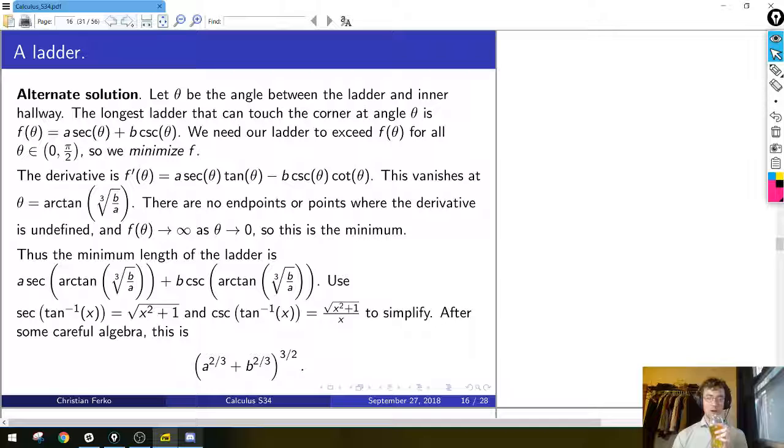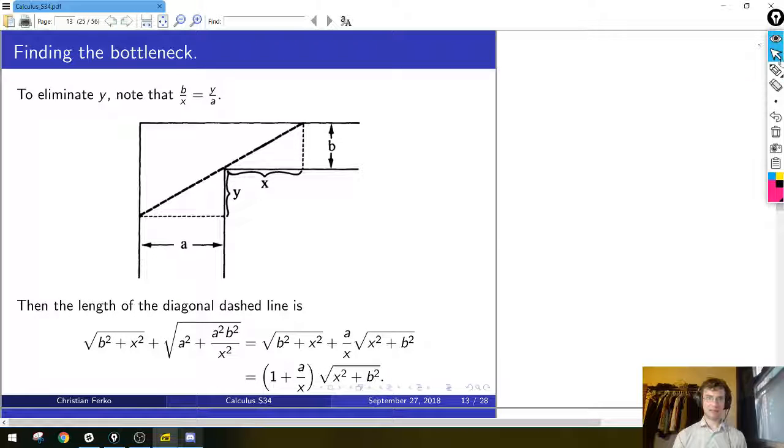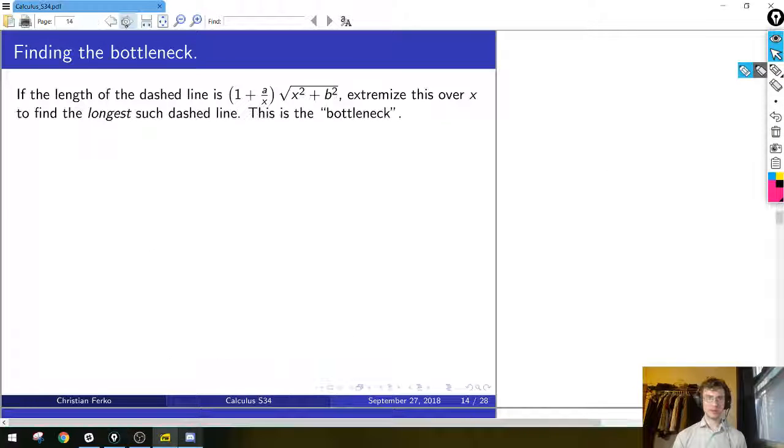Oh, wait, sorry. Before the new thing, one other comment about this ladder problem. There's a different way of solving it, which I don't like as much, but instead of optimizing over x, the horizontal distance, you could have instead written the angle, this thing. You could have said, I'm going to make this the one variable that I extremize with respect to and use theta instead of x. And actually, this is the way the AOPS book does it.